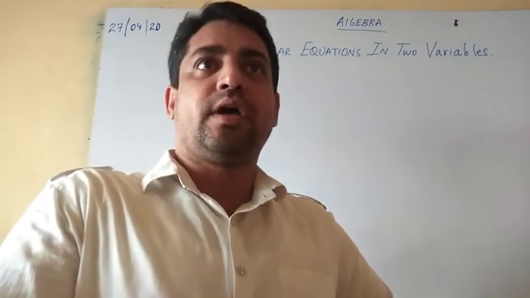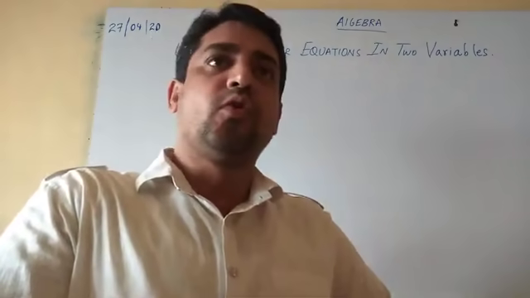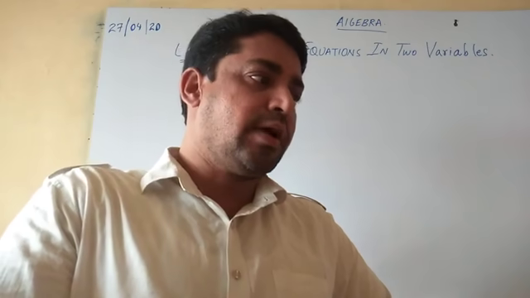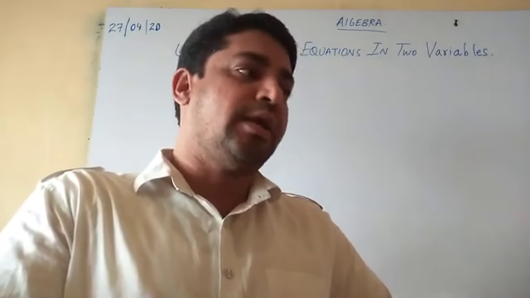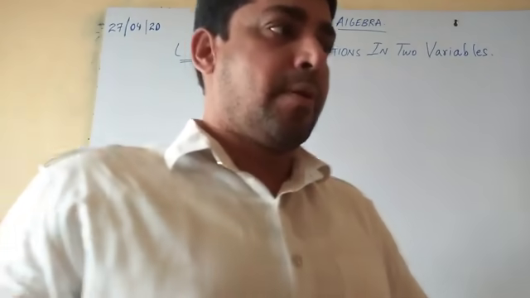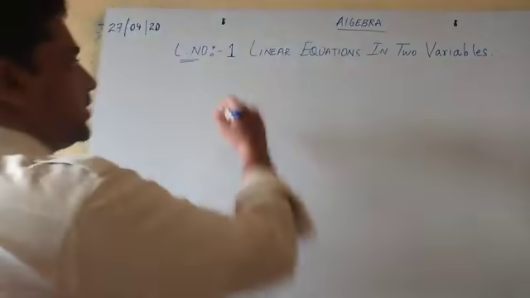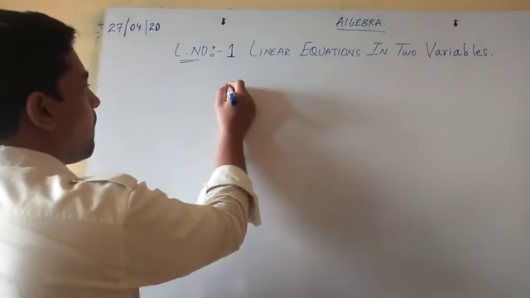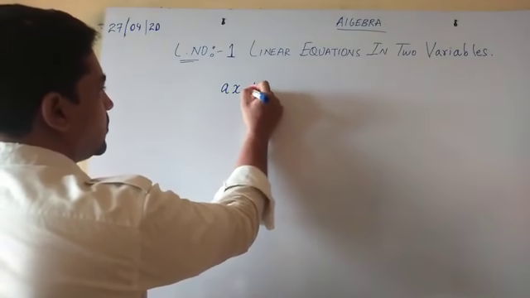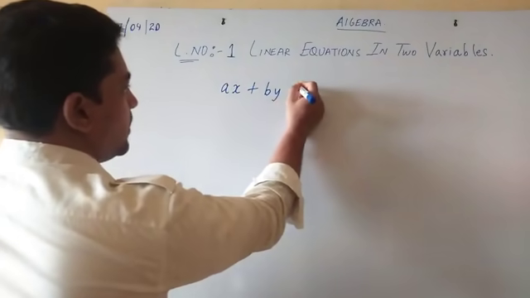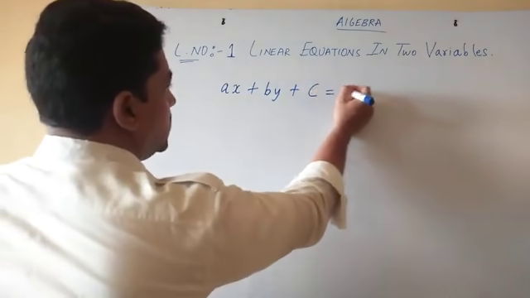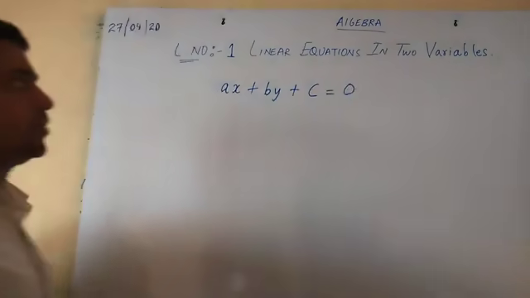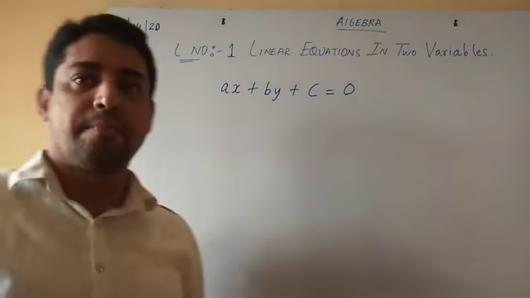I hope everybody has the textbook and notebook ready. You can open at page number 4, you will understand it better. Okay, I will just write the general form of linear equation in two variables. That is nothing but ax plus by plus c is equal to 0. I hope you can see this clearly.